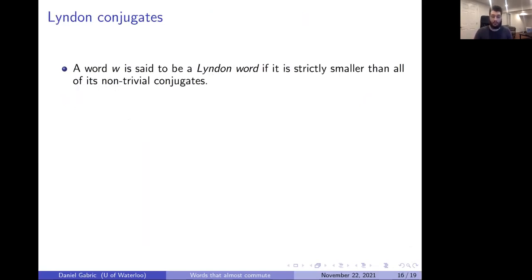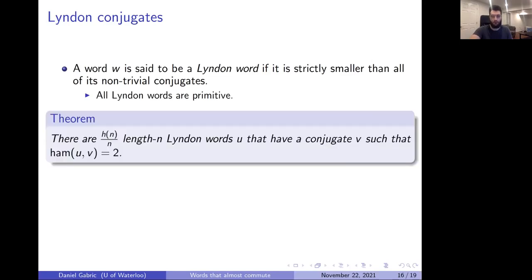So now on to Lyndon conjugates. A word is said to be a Lyndon word if it is strictly smaller than all of its non-trivial conjugates. And a fact here: all Lyndon words are primitive. And here's the result. There are H_n over n length n Lyndon words u that have a conjugate v such that the Hamming distance between u and v is 2.